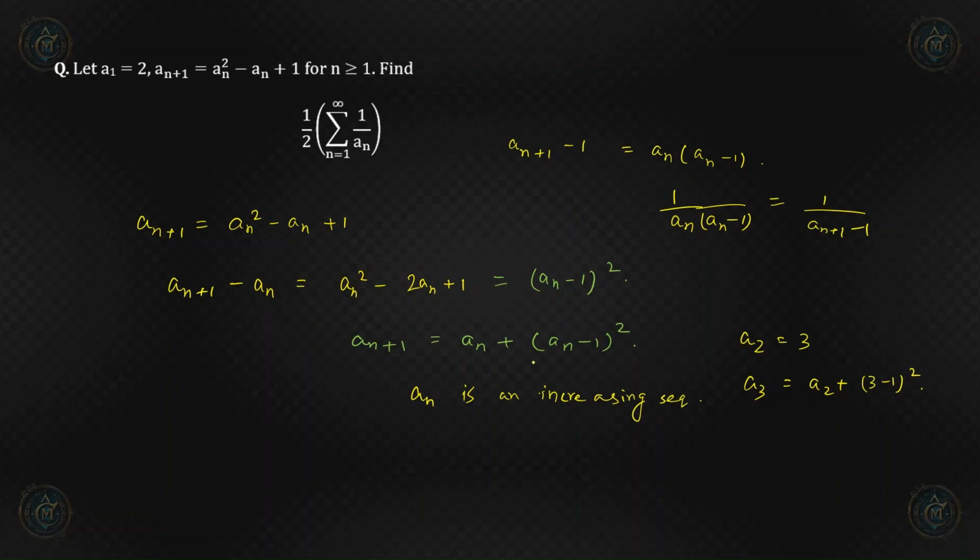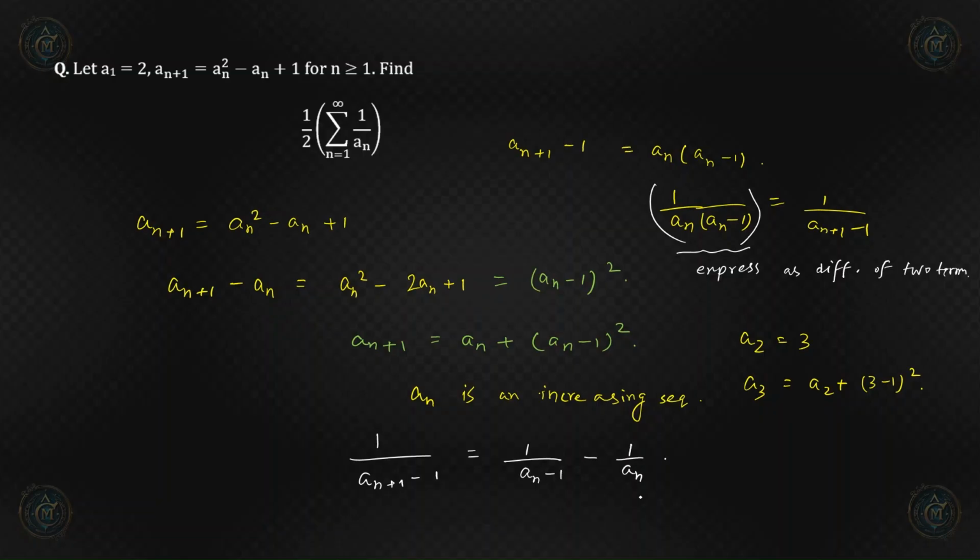Okay, now see this thing, this LHS we can clearly express as difference of two terms. So the two terms will be simply 1 divided by a_n minus 1 minus 1 by a_n. So we simply express this 1 as a_n minus bracket a_n minus 1, then split the terms. Okay, so we get this relation.